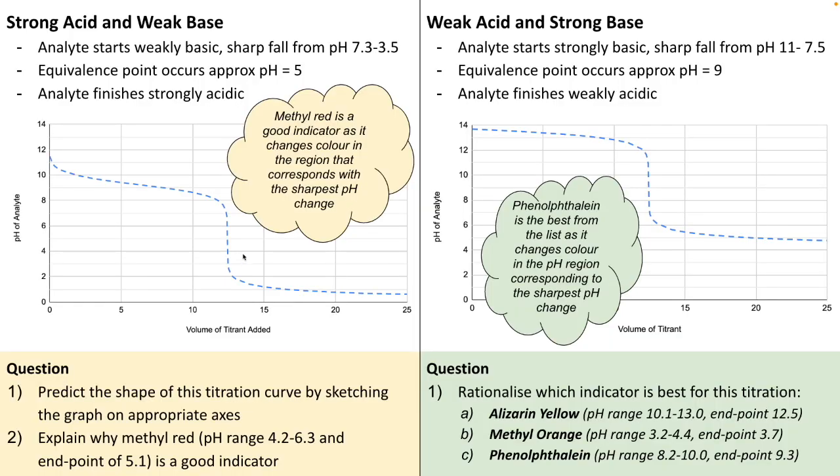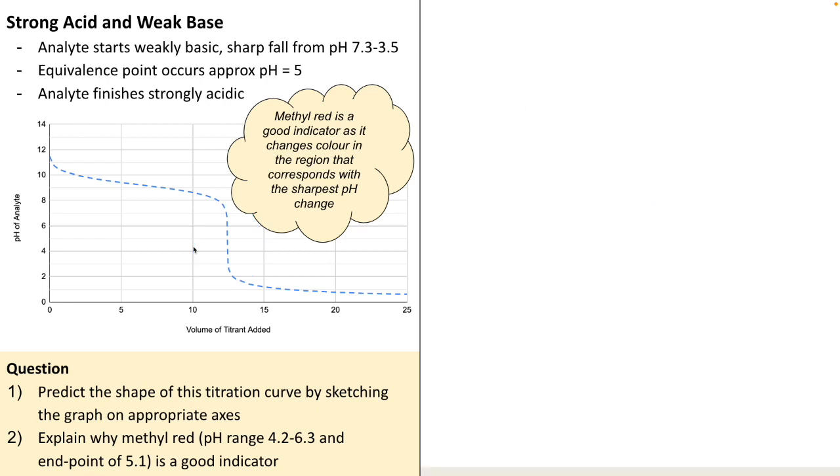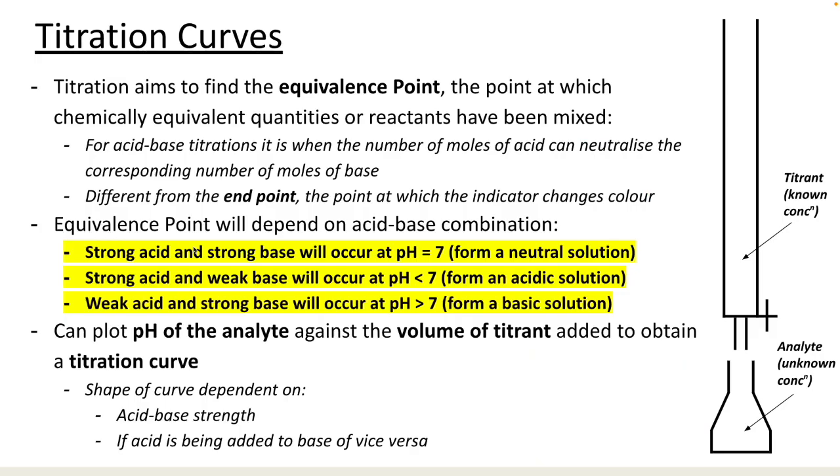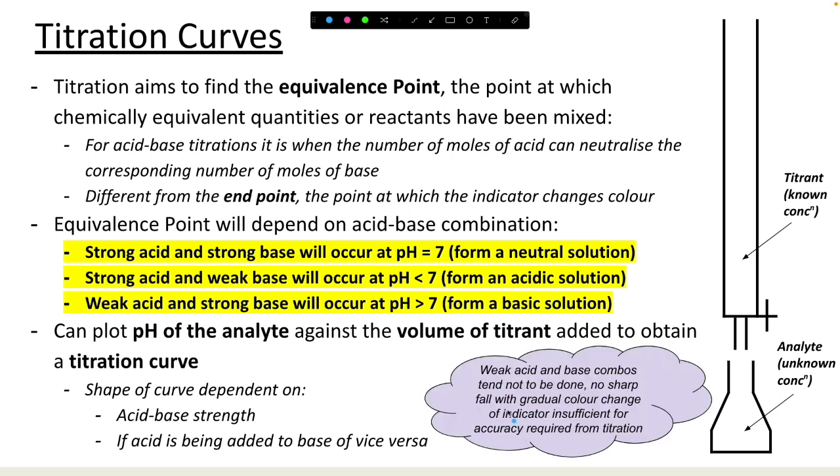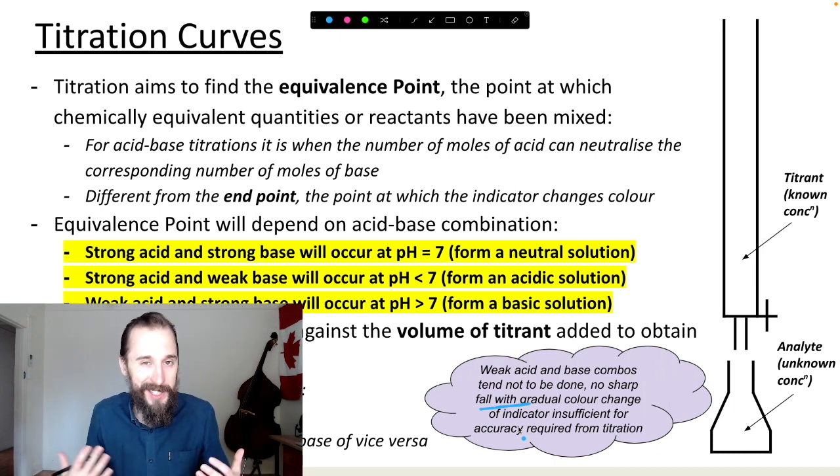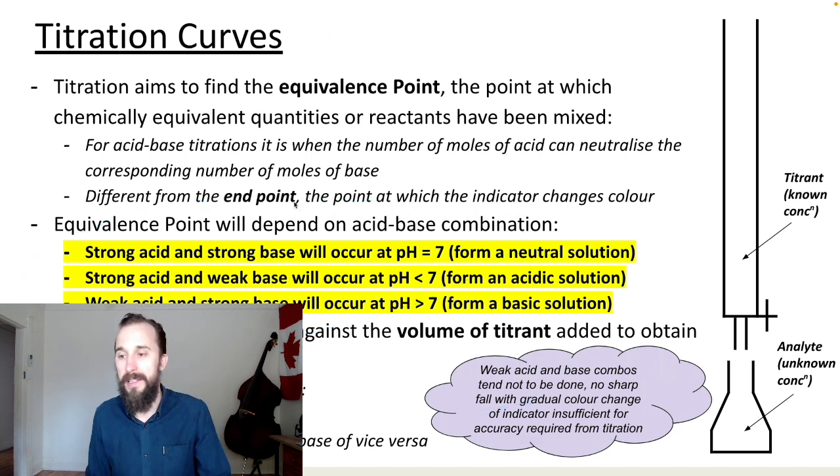Fantastic. And then just to reiterate from earlier, you don't really do it with a weak acid and a weak base. I don't have a graph here, but you can pop on Google if you want to give it a little look. What you don't have is these nice sharp drops. And the whole point of titrations is to be accurate. So let's just reiterate what I set up here. No sharp fall. So you get this sort of messy, elongated graph that's not particularly useful, insufficient for the accuracy required from a titration. So these are the only combinations of acid and bases that we can analyze this way.